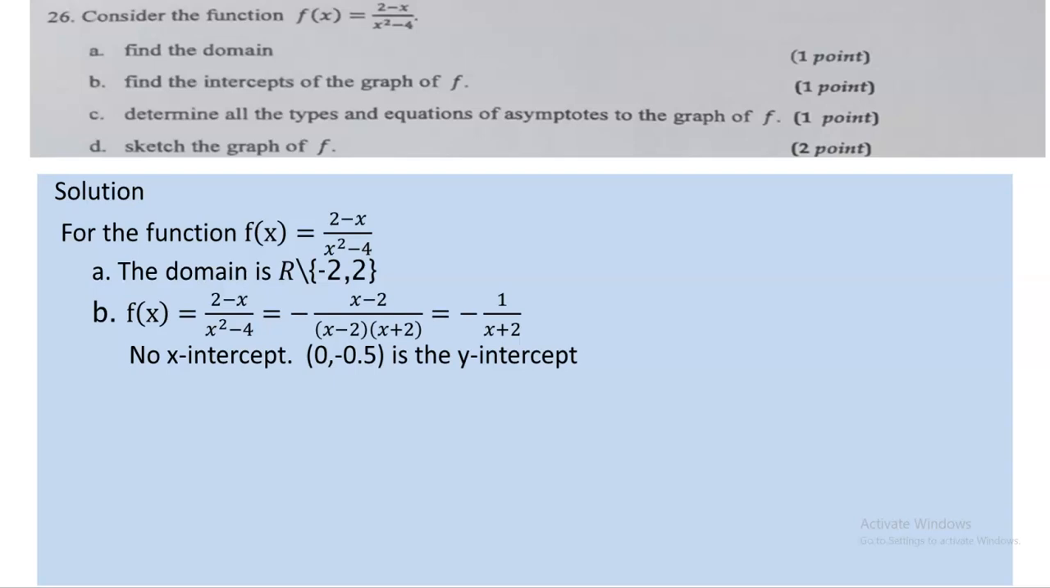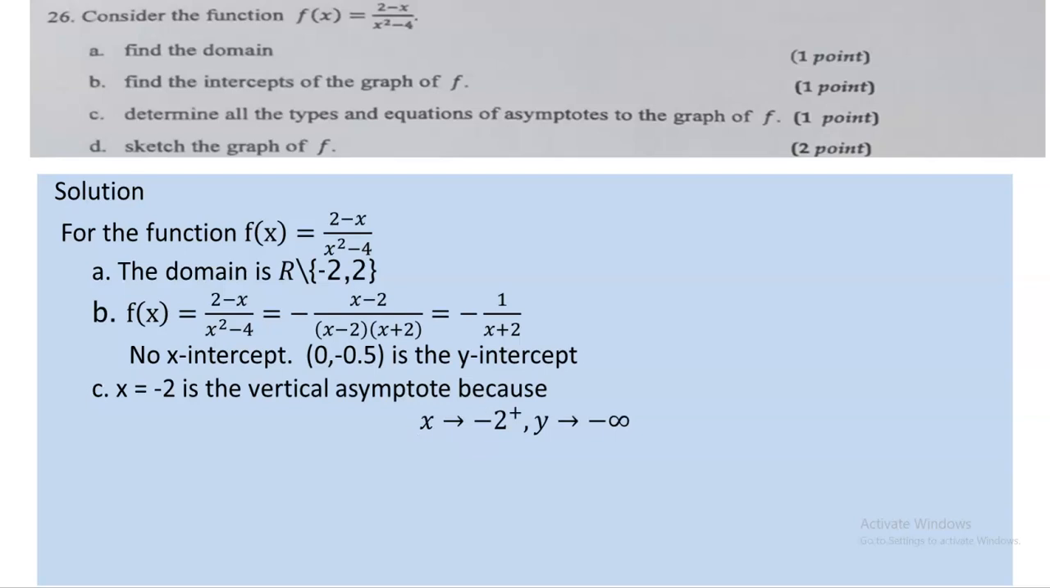So the graph crosses the y-axis at minus 0.5, but it doesn't touch the x-axis, as it has been clearly stated here. Now when you come to the vertical asymptote, students, the vertical asymptote is the values that can make your denominator 0, but now the numerator is 1 in this case. So this is minus 2. You see, when you put minus 2 here, it will be meaningless. So x equals minus 2 is the vertical asymptote.